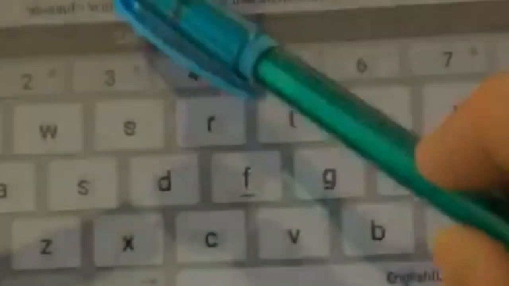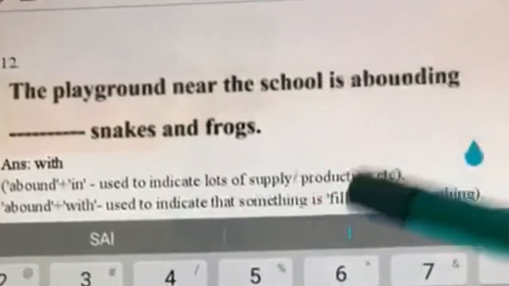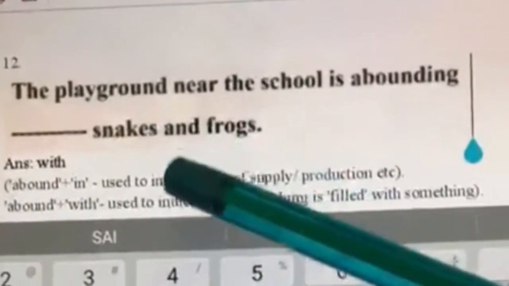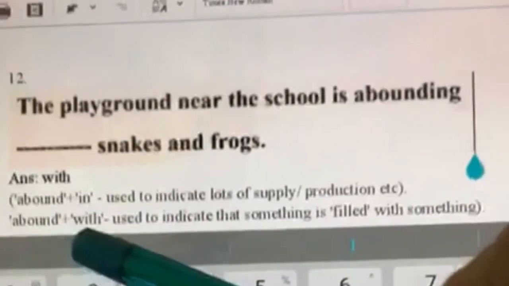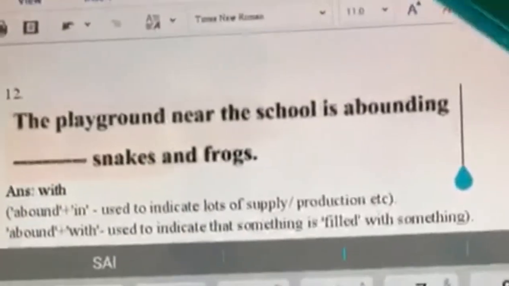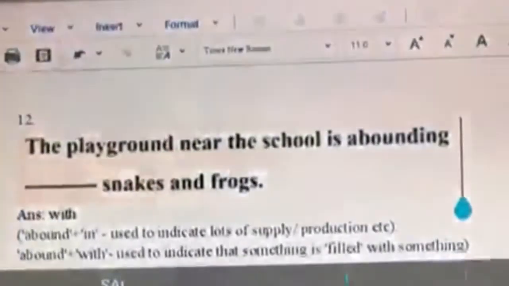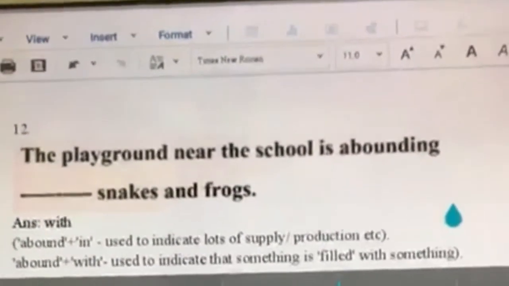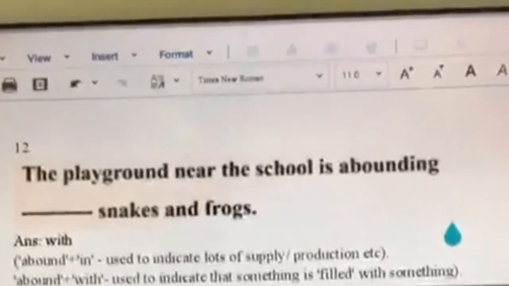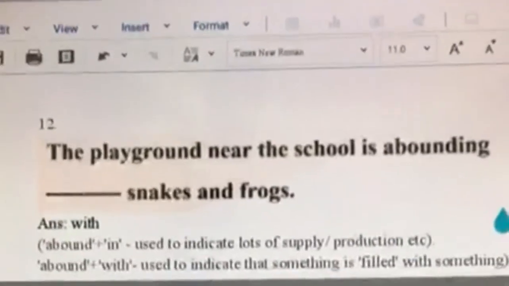Now, the playground near the school is abounding dash snakes and frogs. Can I use in here? I can't use in here because in means that there is a lot of supply or production of something. Is the playground producing snakes and frogs? No. So that means I have to use abound with, means that it is filled with something. For example, okay, let me say that Kerala is abounding with backwaters. Okay, that's the difference between abound in and abound with.